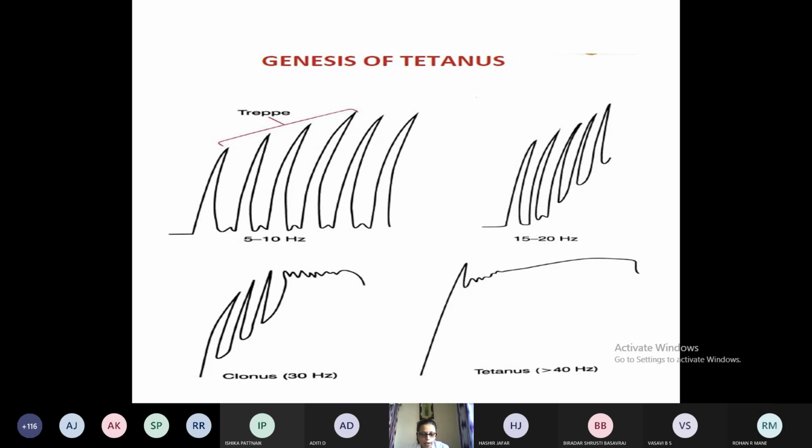Another question is, why can cardiac muscle not be tetanized? It is a unique property of the cardiac muscle. The answer is that in cardiac muscle, the contractile response is more than half over during the absolute refractory period, which is almost 180 to 200 milliseconds. Hence, the summation of contractile response is not possible. That's why the cardiac muscle cannot be tetanized. So this is the justification of that answer.